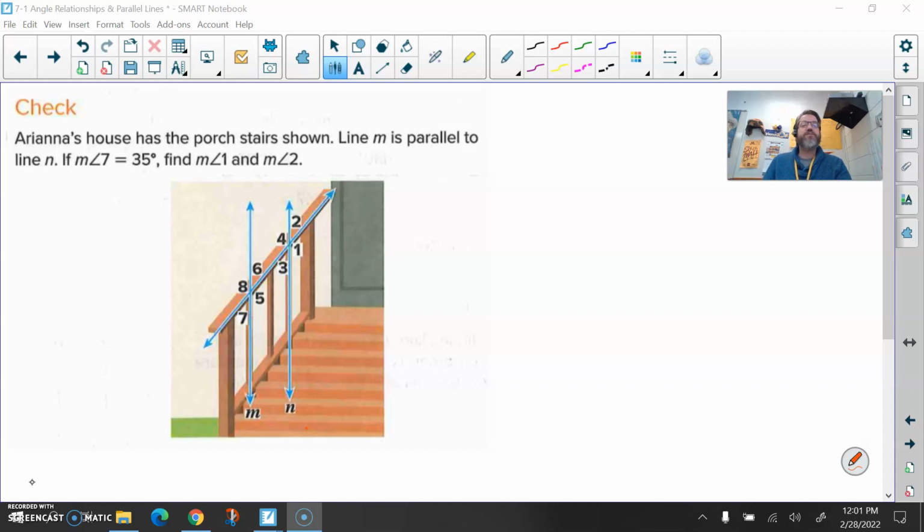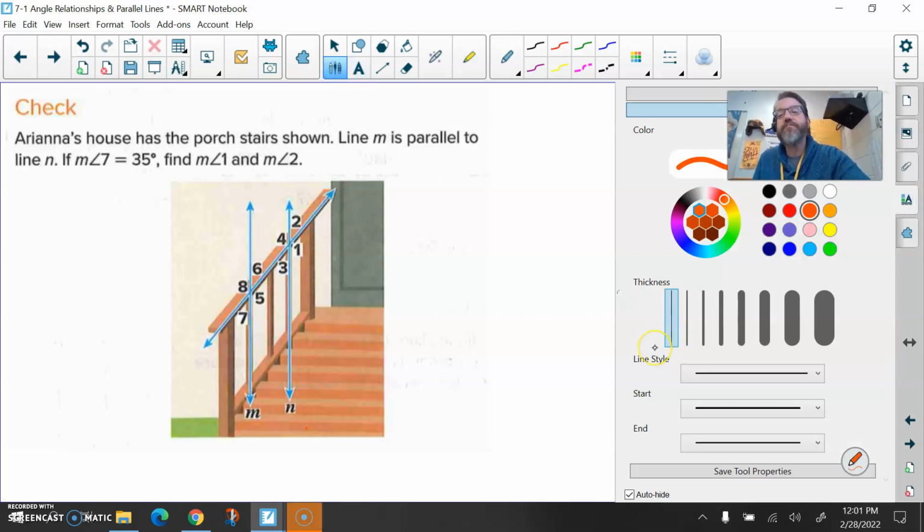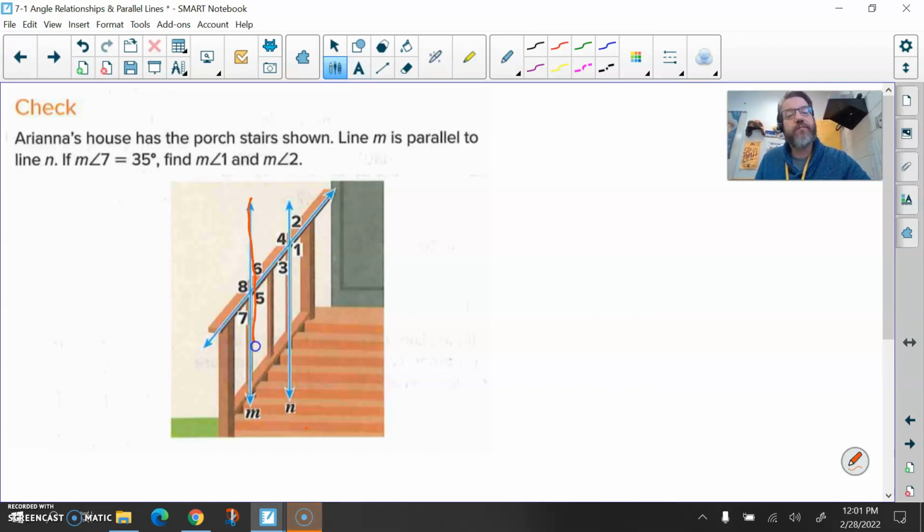We have Ariana's house has the porch stairs shown. Line M is parallel to line N. That's this line right here, if I can get my pen to actually write. This line right here is running parallel to this line right here. Line M is parallel to line N. If the measure of angle 7 is 35 degrees, the handrail right here is acting as the transversal in this figure.